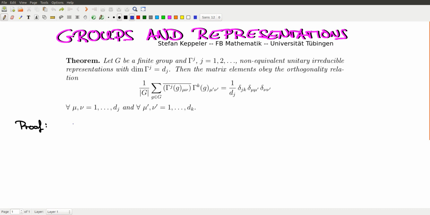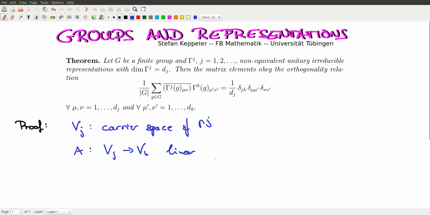We start by giving the carrier spaces names. So let's say the carrier space of gamma j we call Vj. And now we consider some linear map from, let's say, Vj to Vk. Linear and otherwise arbitrary for the moment.